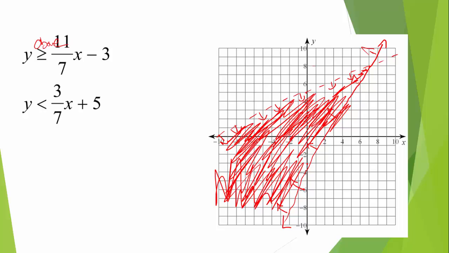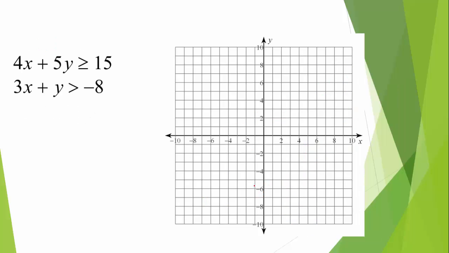Not too bad. All right, now let's look at what happens when one or both equations are not in slope-intercept form. So I could be a meanie and give you something like this: 4x plus 5y is greater than or equal to 15, and then 3x plus y is greater than negative 8. So I've got to put both of them in slope-intercept form before I even graph.